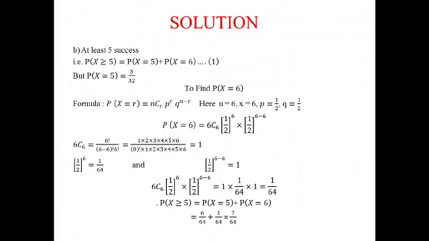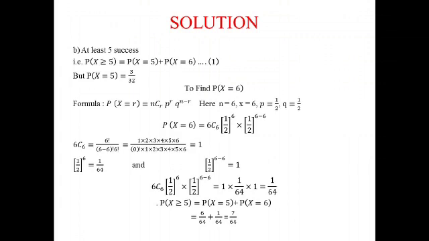Now in the binomial formula, P(X = x) is equal to nCx P^x Q^(n-x). Here n will be 6, small x will be 6, P is half, and Q is equal to half. So substituting these values in the above formula, the probability of x equal to 6 becomes 6C6 (1/2)^6 into (1/2)^(6-6). So that is 1 into (1/2)^6 into (1/2)^0, that is 1 by 64.